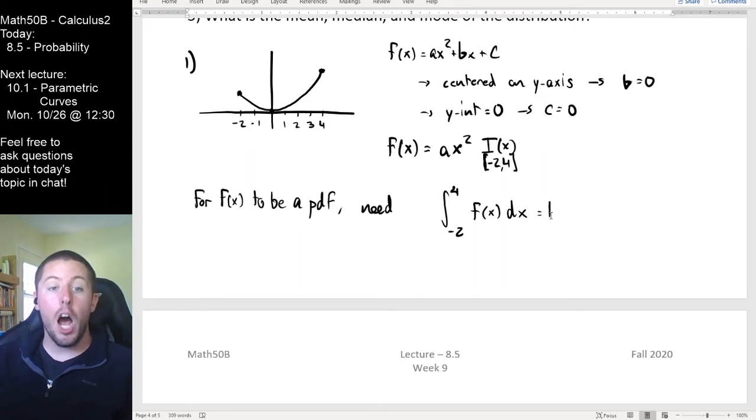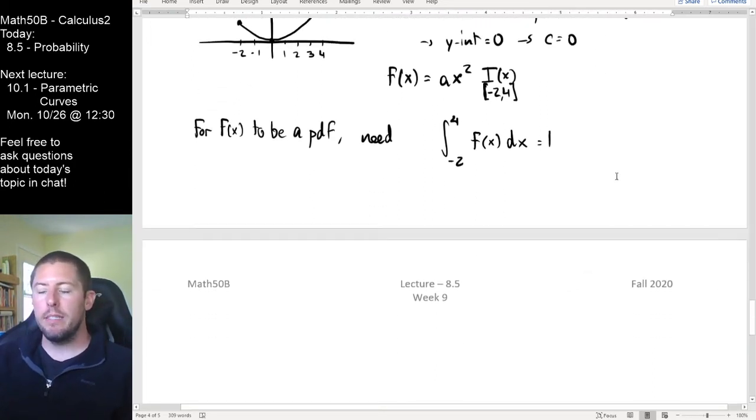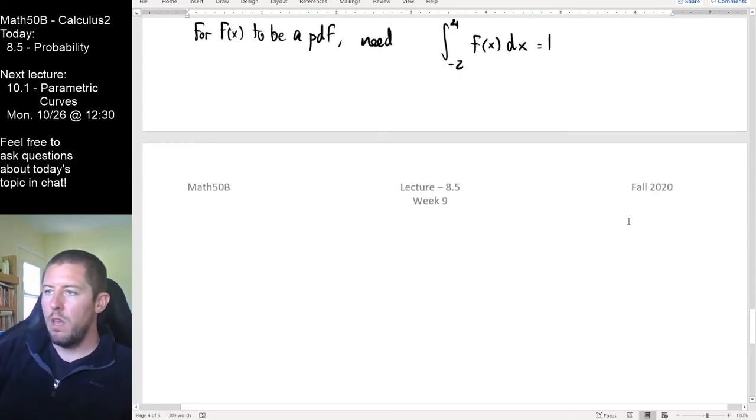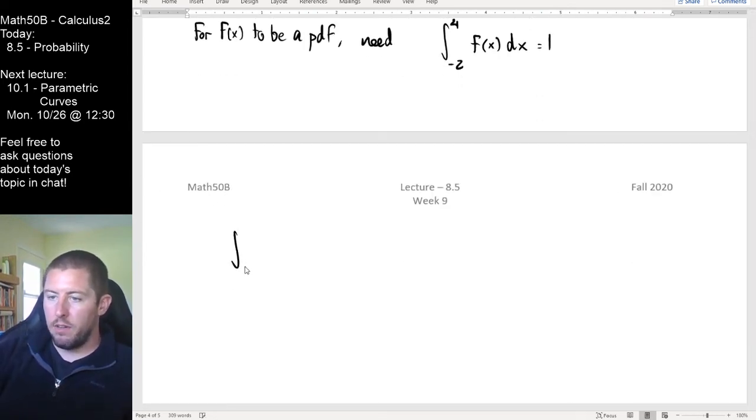Right? That would say that all 100% of all probabilities have been accumulated. So we can go ahead and do that here. I'm thinking to myself, integral from -2 to 4 of ax squared dx equals 1. Two things. One, that a is just a constant that I can pull out front. Second, the integral of x squared is super easy.